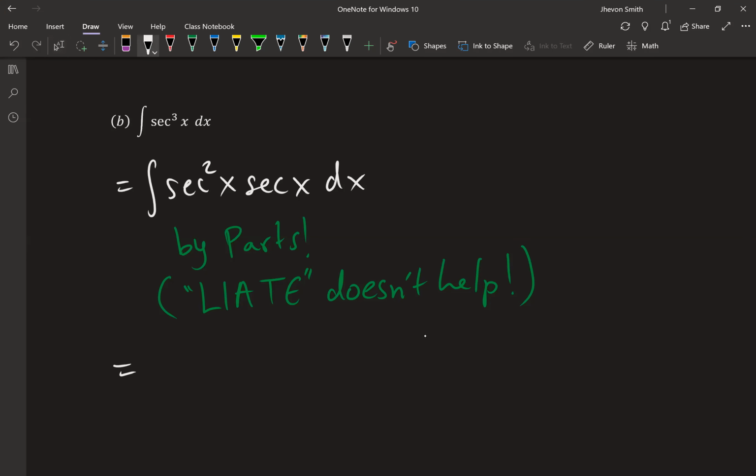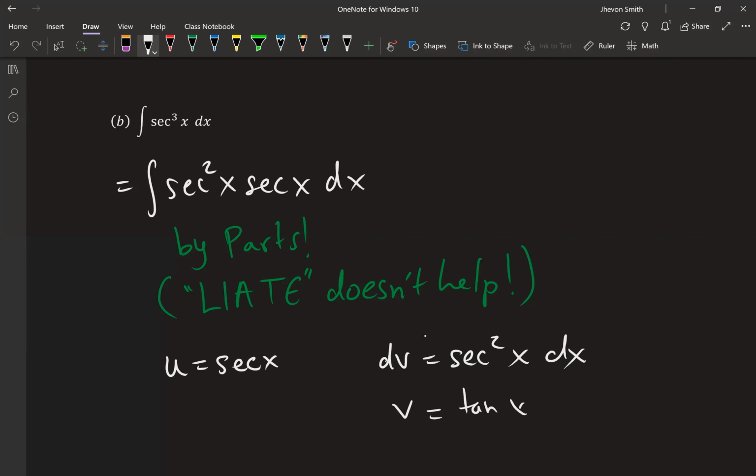Let's do integration by parts. Let u be the secant, and let dv be the secant squared, because I can integrate the secant squared very easily, and it gets to something very nice. In fact, it's just a tangent. The du would be secant x tangent x.